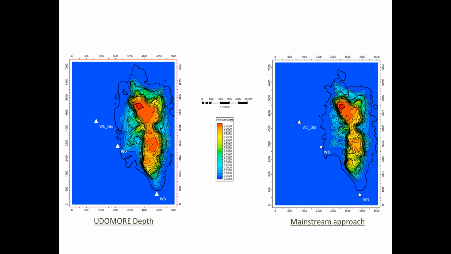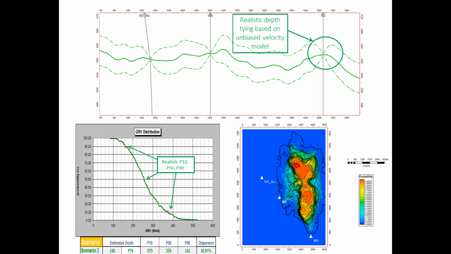The stochastic multi-layer approach with UDOMORE depth has produced excellent results in E&P onshore and offshore operations. The output depth and velocity models, associated volume predictions and probability maps are recognized for accuracy, better consistency through time, and are easy to update as new data comes in.